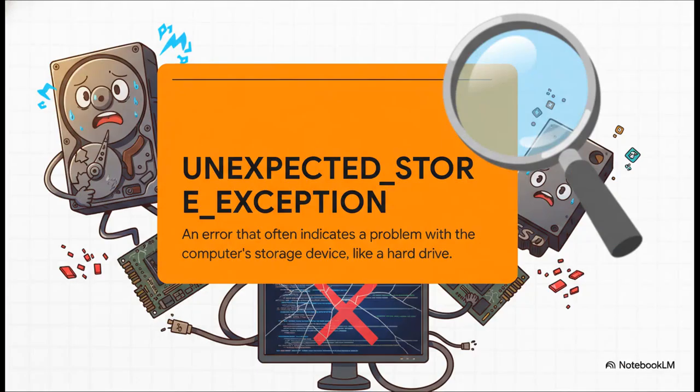Okay, so unexpected store exception. What on earth does that tech speak actually mean? Well, it's basically the computer screaming that it had a huge problem trying to read or write data. And 9 times out of 10, that points a big flashing arrow directly at the storage system. You know, the hard drive or the SSD where all your files actually live. This is our prime suspect.